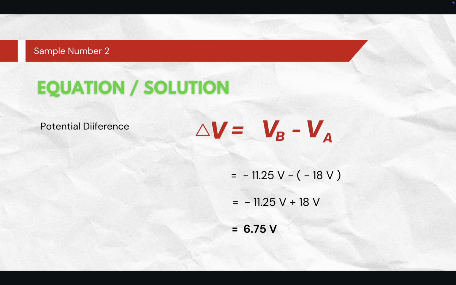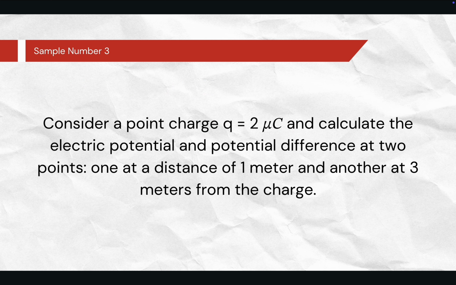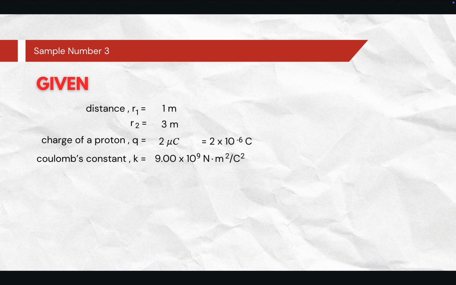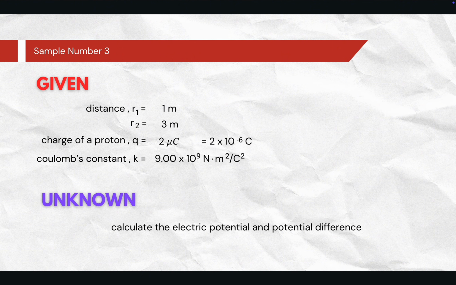Next, sample number 3 is consider a point charge Q is equal to 2 microcoulomb and calculate the electric potential and potential difference at 2 points. So, dalawa yung distance niya, 1 meter and 3 meter. Given ulit, dalawa yung distance niya, 1 meter and 3 meter. Tapos yung charge niya, 2 microcoulomb, so magiging 2 times 10 raised to negative 6 coulomb. Given na yung coulomb constant. Ang i-calculate natin is yung electric potential and potential difference, like yung ginawa lang natin sa sample number 2.